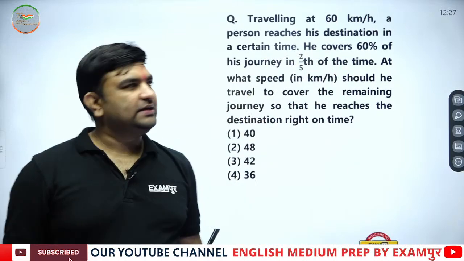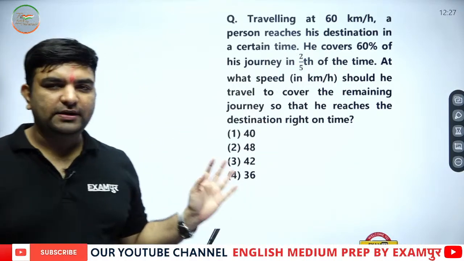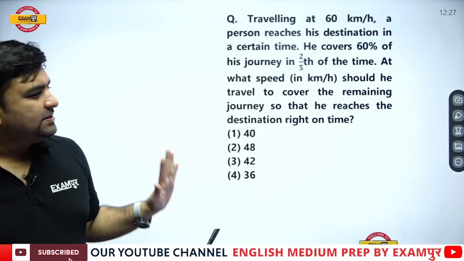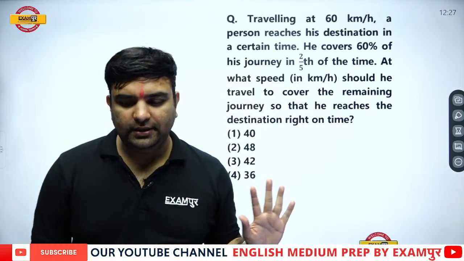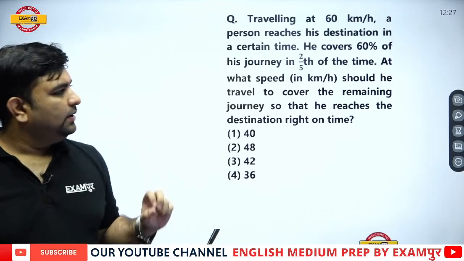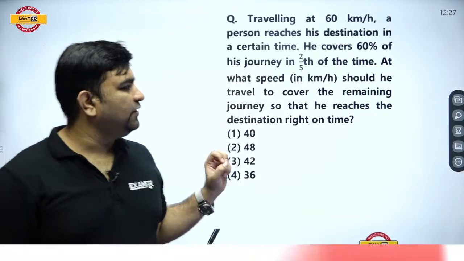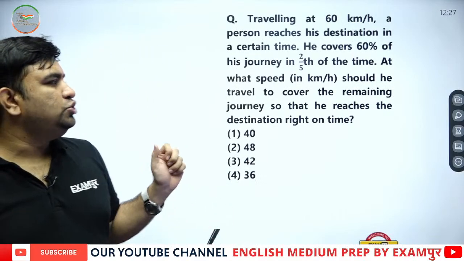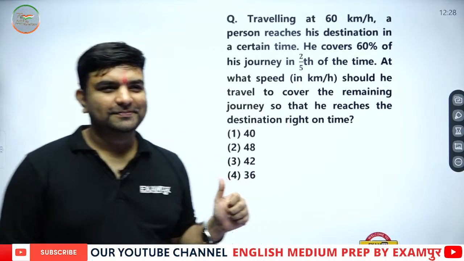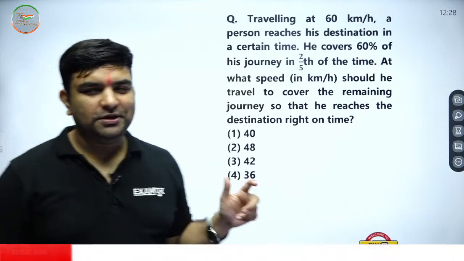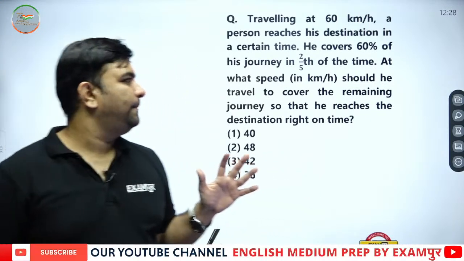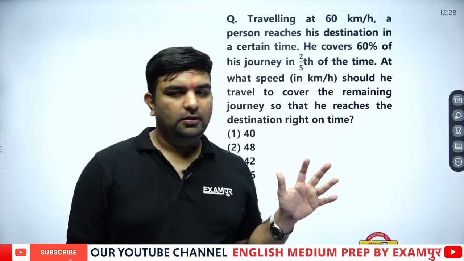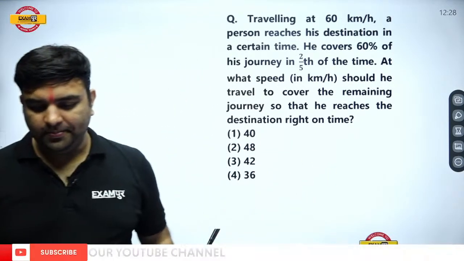Traveling with a speed of 60, a person reaches his destination in a certain time. He covers 60% of the journey in 2 by 5 of the time. What should be the speed to cover the journey on time?